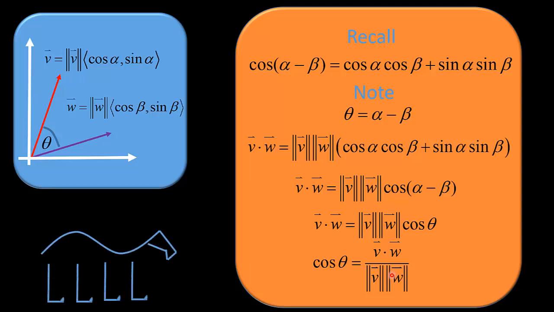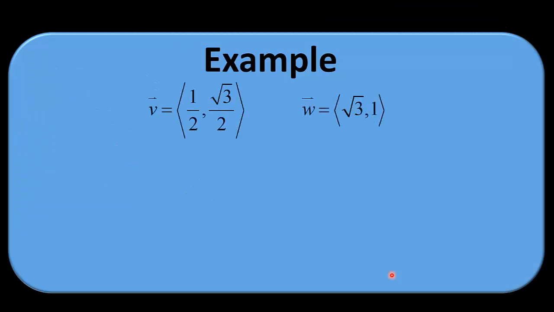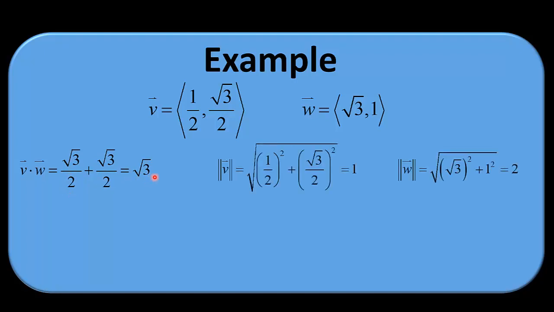Now let's look at an example. Let's suppose we have two vectors. I need to find the dot product. You see I've got 1/2 times square root of 3, that's right here. Square root of 3 over 2 times 1, that's right here. The dot product is square root of 3. I got 1/2 of a square root of 3 here, another 1/2 here, that makes 1 square root of 3. Then we look at the magnitudes, because I've got to divide by the product of the magnitudes.